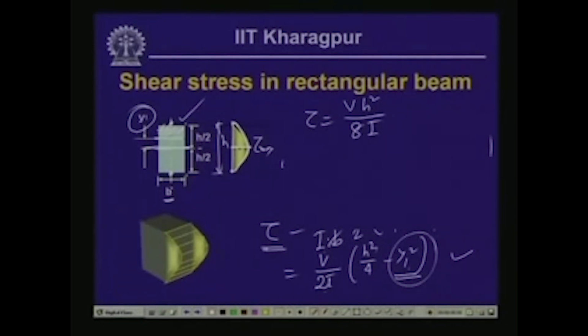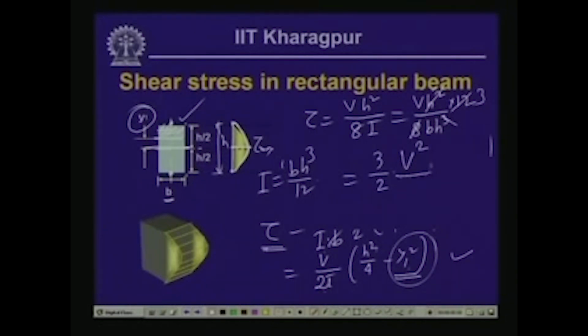Now, I for this rectangular section is equal to b h cube by 12. If we substitute that, this is equal to V h square divided by 8 b h cube times 12. So, h square gets cancelled, and 12 by 8 gives 3 by 2. So, this is equal to 3 by 2 V divided by b times h, and b times h is nothing but the cross-sectional area, which we write as A.